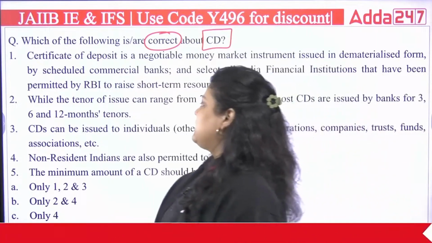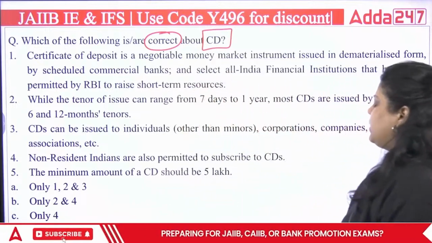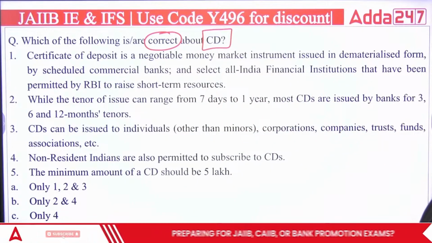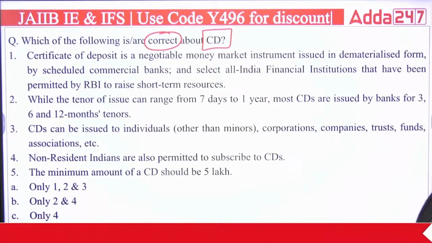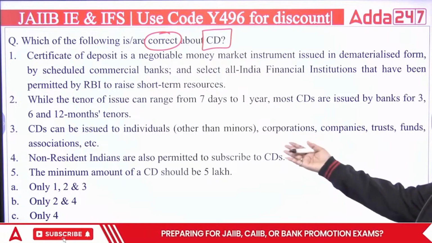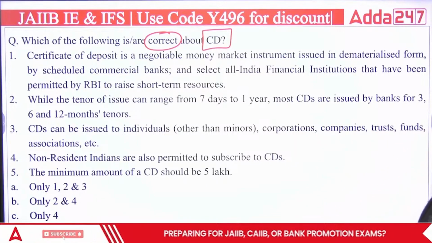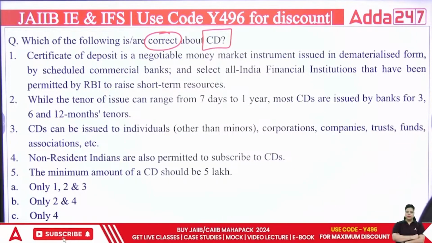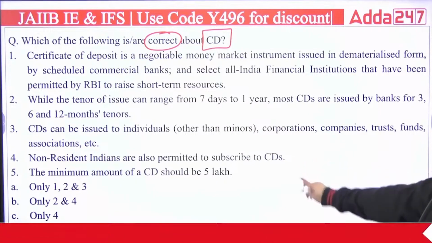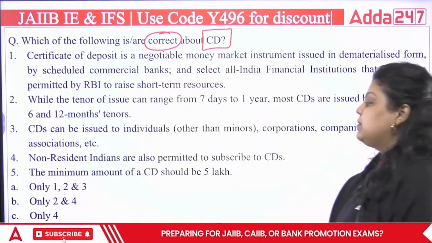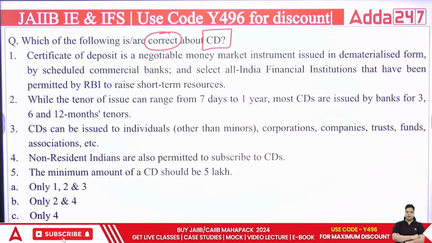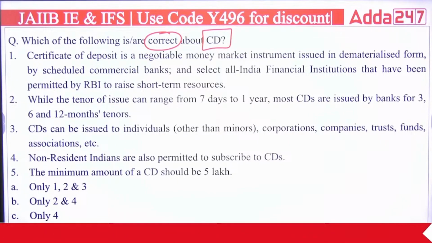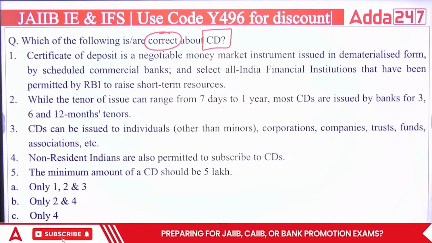Second is saying while the tenure of issue can range from 7 days to 1 year, most certificates of deposit are issued by banks for 3 months, 6 months and 12 months tenure. Third is saying certificate of deposit can be issued to individuals other than minors, corporations, companies, trusts, funds, associations, etc. Fourth is saying NRIs are also permitted to subscribe to the certificate of deposit. And the fifth is saying minimum amount of certificate of deposit is 5 lakh. Out of all these statements, which statement is correct?